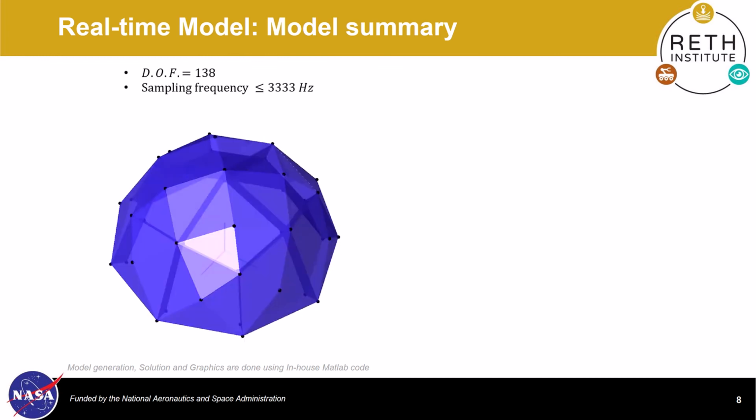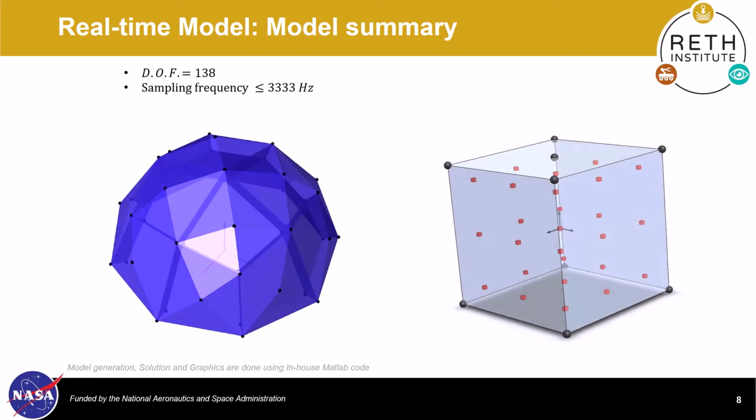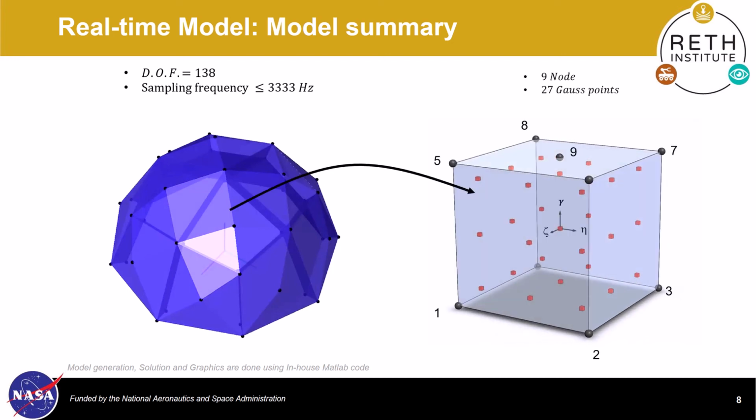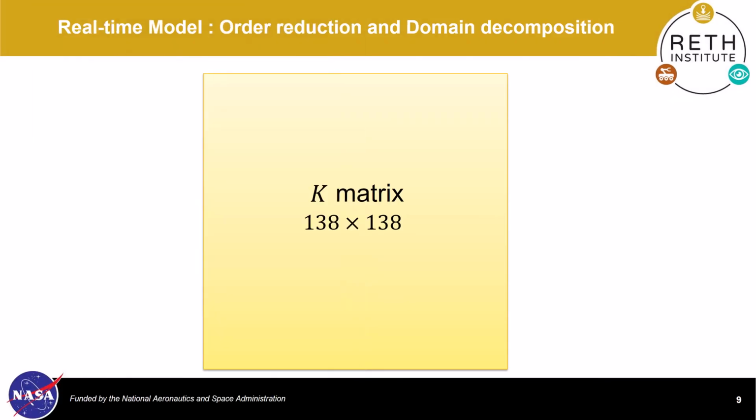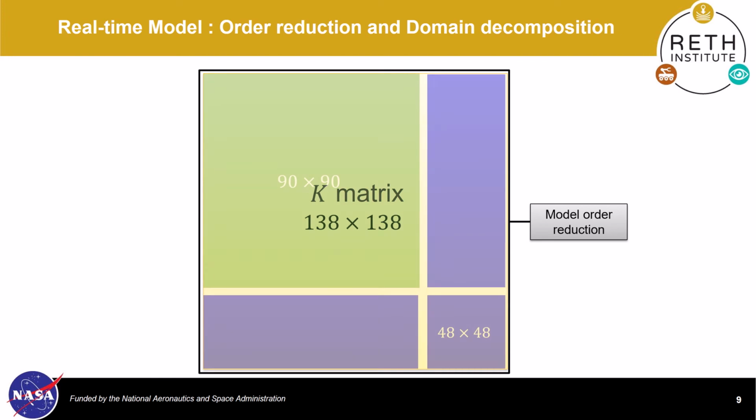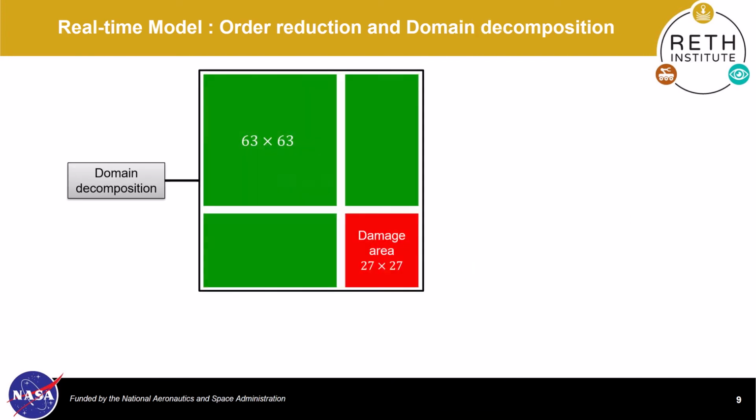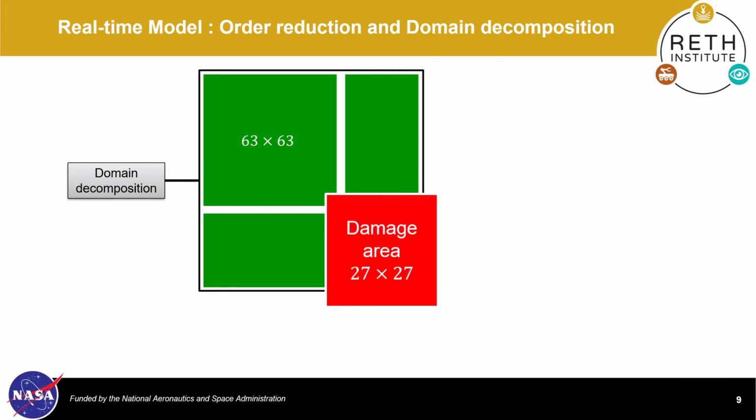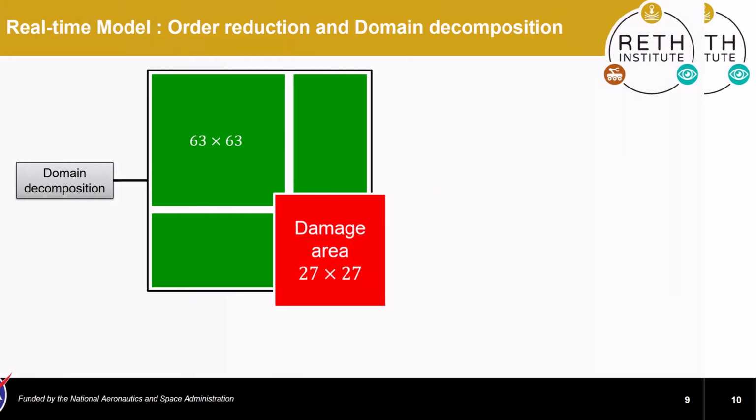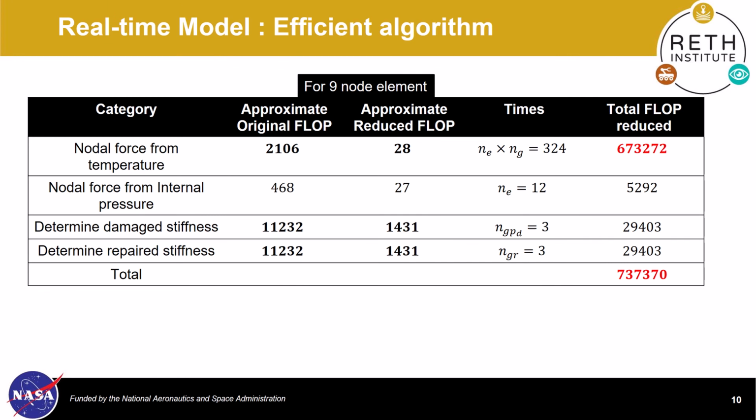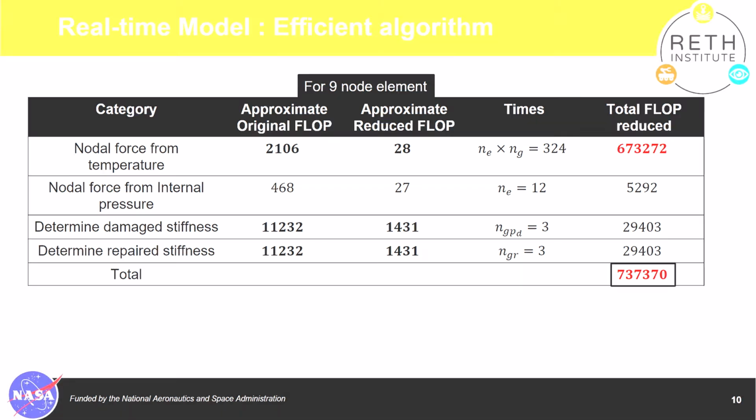The real-time model is a 138 degree of freedom model with around 3000 Hz of sampling frequency. This model consists of a 9-node Lagrange element with a center node at the surface of the element where the impact occurs, and 27 Gauss points. To achieve real-time capability, model order reduction is done that leaves 90 degrees of freedom. And then domain decomposition is done that isolates a 27 by 27 matrix where damage and update of the stiffness matrix would be carried out. An efficient algorithm for real time has been developed. In total, around 0.7 million floating point operations have been reduced, which expedites the code significantly.